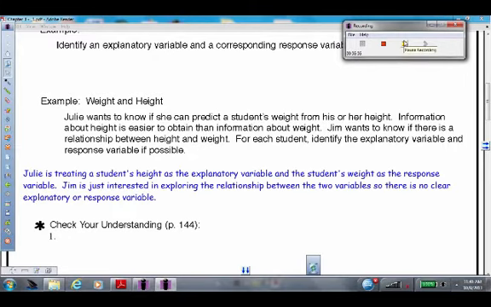Okay, so now would be a good time to stop and check your understanding on page 144, and I'll be right back with you.